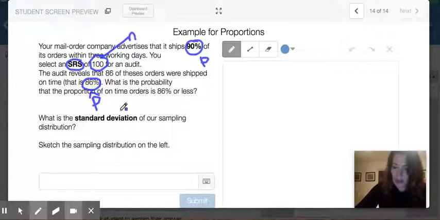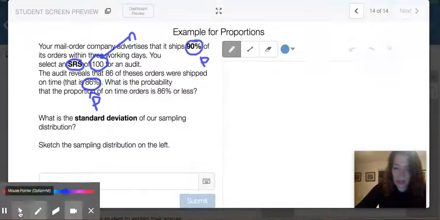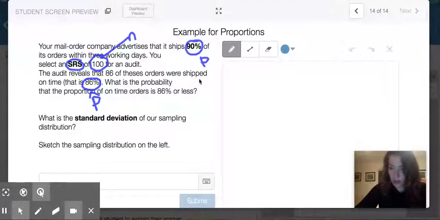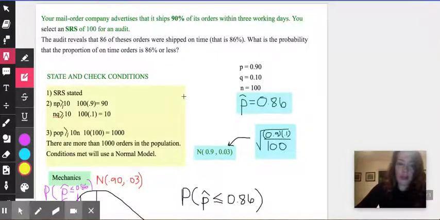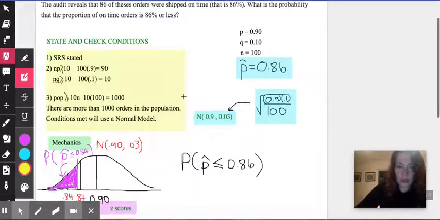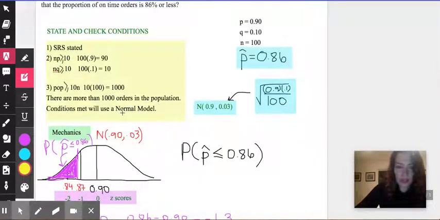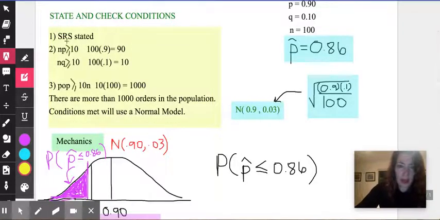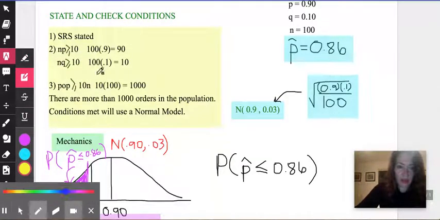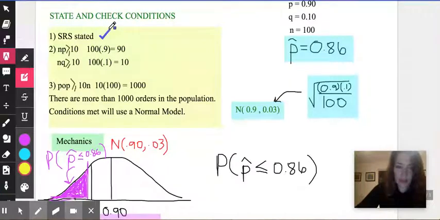So let's go ahead and see how we would answer a question like this using all the conditions, mechanics, and conclusion. Looking at this problem, the first thing you want to do is state and check your conditions. It did say that it was an SRS, so that's the first thing you want to check off. So it was stated SRS.